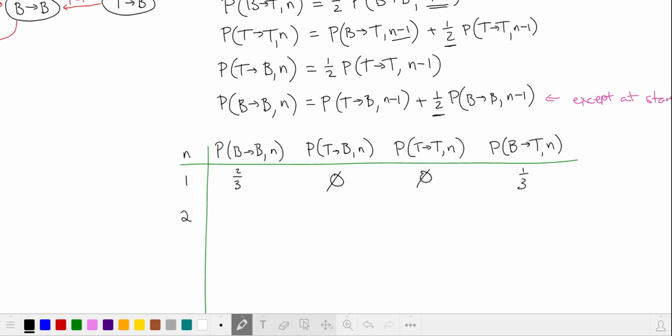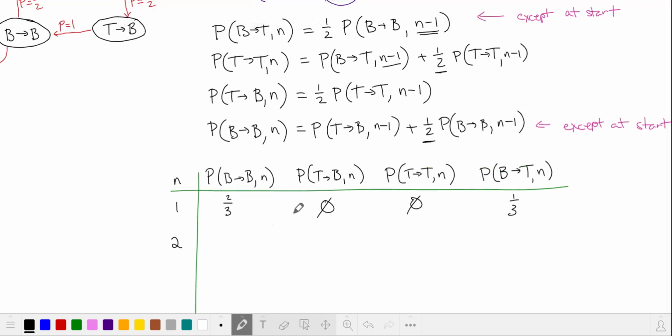We'll use our above formulas to fill in the rest of the table. For step 2, we'll find the probability going from top to bottom in the previous step and take half the probability from bottom to bottom in the previous step. The probability of going top to bottom is 1/2 of going top to top in the previous step, so that's still 0. The probability of going from top to top is the probability of going from bottom to top in the previous step, plus 1/2 of this previous probability. And the probability of going from bottom to top is 1/2 of the probability of going from bottom to bottom in the previous step. And checking, we see our probabilities add up to 1 again.